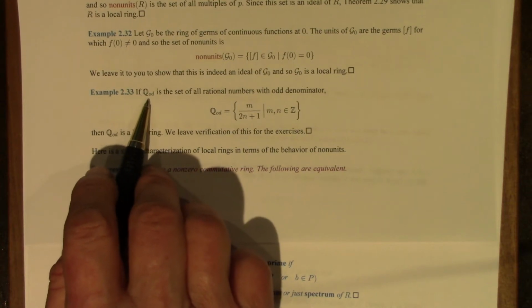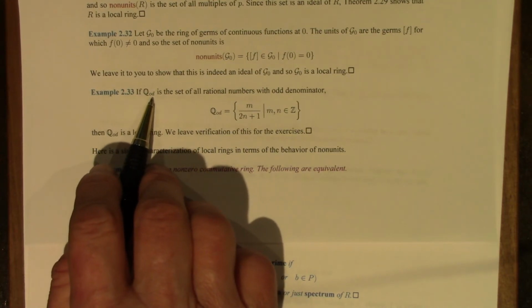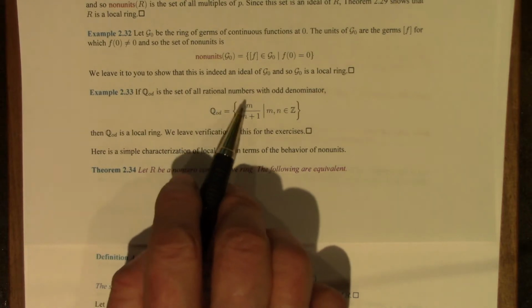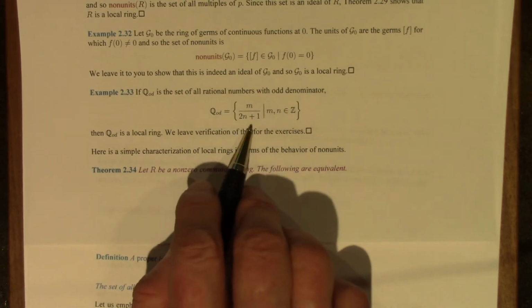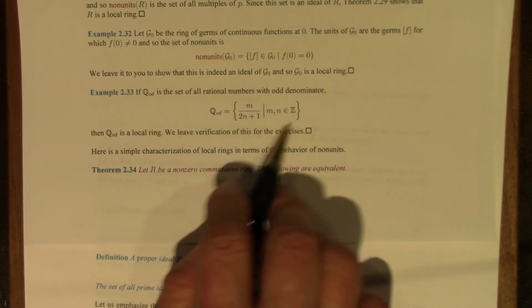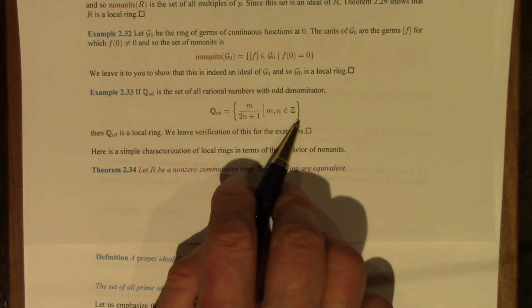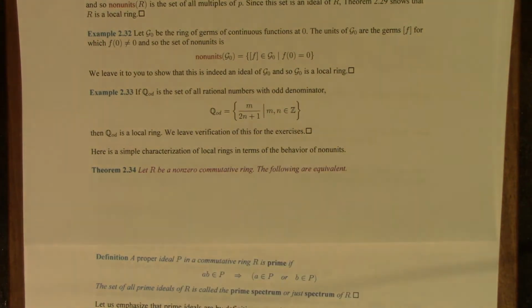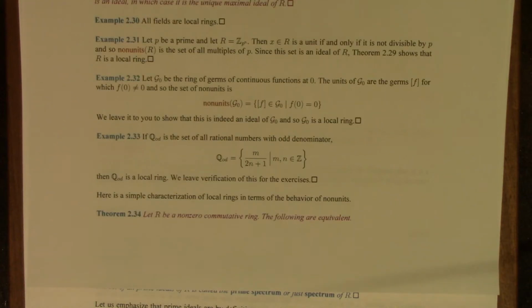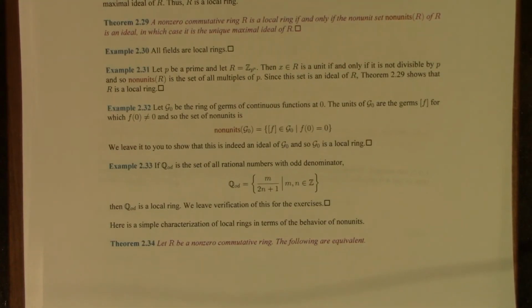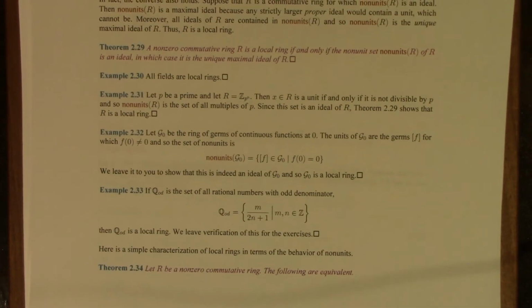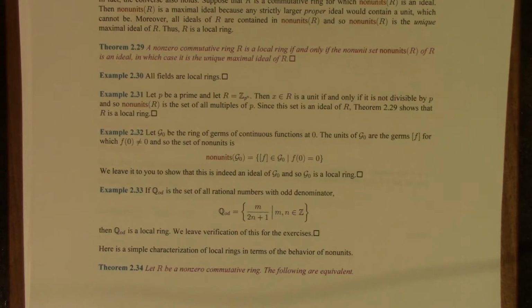If Q sub OD is the set of all rational numbers with odd denominator, so it looks like this, then this is also a local ring, and I'm going to leave that for you to check. So we've got 4 examples of important local rings.